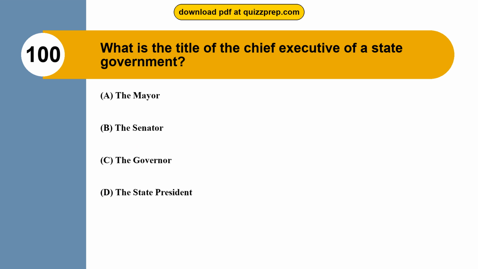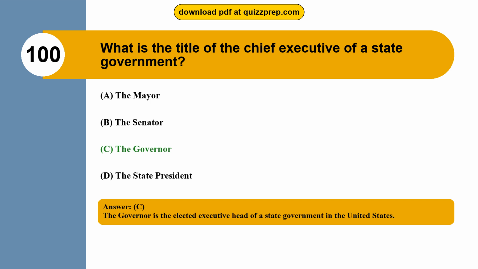Question 100. What is the title of the chief executive of a state government? Option A, the mayor. Option B, the senator. Option C, the governor. Option D, the state president. The correct answer is option C, the governor. The governor is the elected executive head of a state government in the United States.